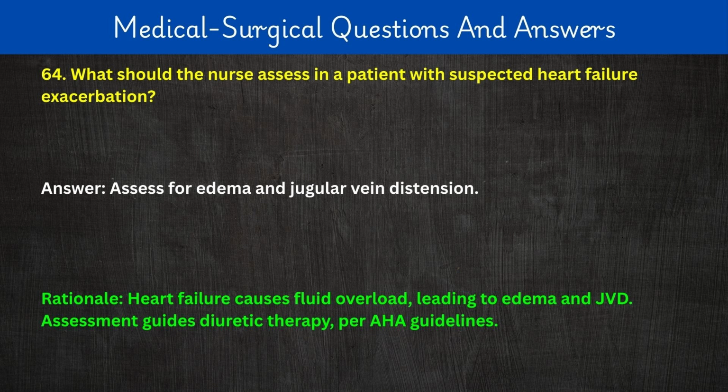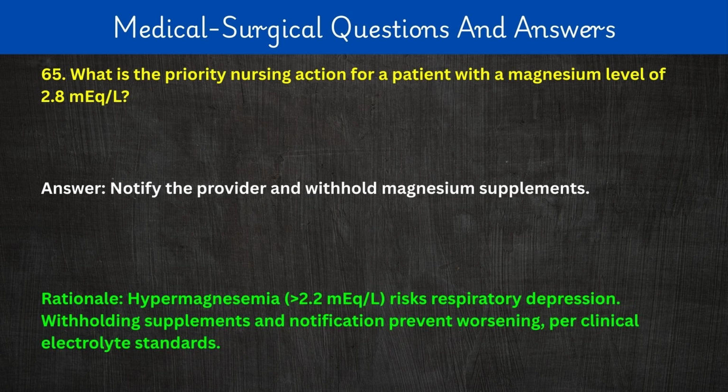64. What should the nurse assess in a patient with suspected heart failure exacerbation? Answer: assess for edema and jugular vein distension. Rationale: heart failure causes fluid overload, leading to edema and JVD. Assessment guides diuretic therapy, per AHA guidelines.